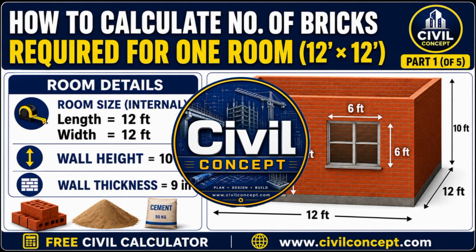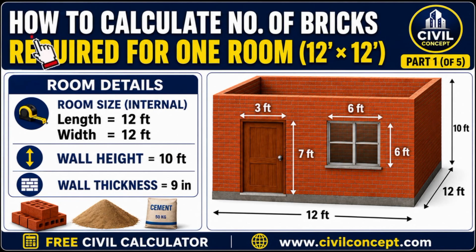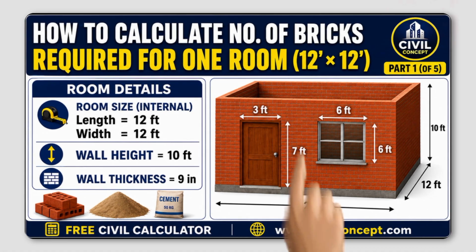Welcome to Civil Concept. In this video, we will learn how to calculate the number of bricks required for one room of size 12 feet by 12 feet. So, let's begin. Part 1. Room details. First, let's understand the room details used in this calculation. The internal room size: length equals 12 feet, width equals 12 feet, the wall height equals 10 feet, the wall thickness is 9 inches.